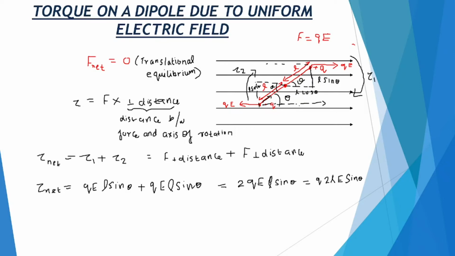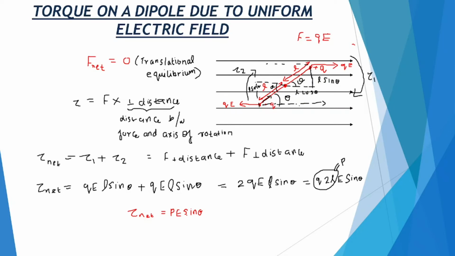What is this Q into 2L? It is our dipole moment, right? So this is our P, right? So we can write this equation as torque net is equal to PE sine theta. So we know that this PE sine theta can be written as a cross product, right?